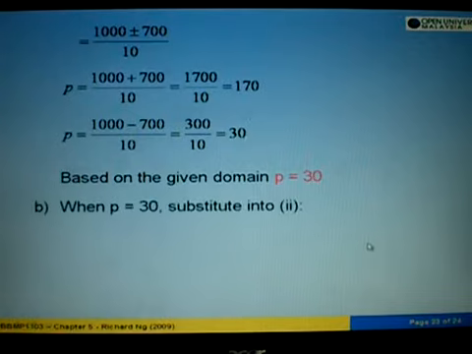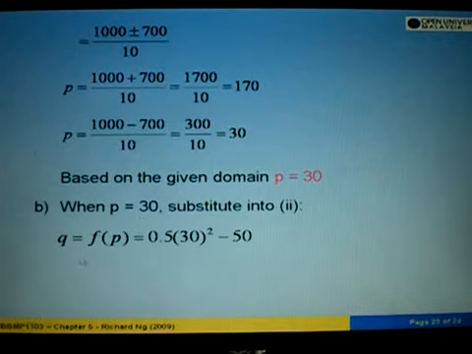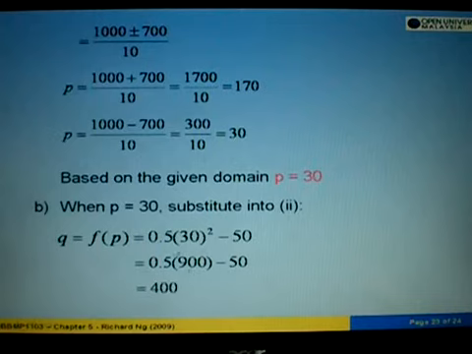Okay. Now question B. So we have found that p equals 30. So when p equals 30, we substitute into equation 2. So we will get the value of q. Alright, substitute into equation 2. So we have 0.5 p square, p is 30. So we have 0.5 times 30 square, which is 900, minus 50. So from here, this is 450 minus 50, the answer is 400.